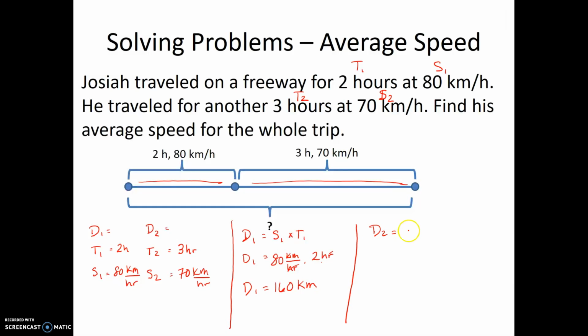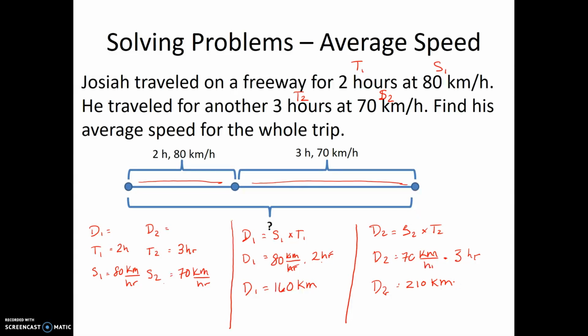Distance 2 equals speed 2 times time 2. Distance 2 equals, let's see, here's my speed 2 over here. Isn't it nice that we have all this written down and organized so we can just go right to them? So 70 kilometers per hour times 3 hours. And if I multiply 70 times 3, I'm going to get 210. So distance 2 equals 210 kilometers.